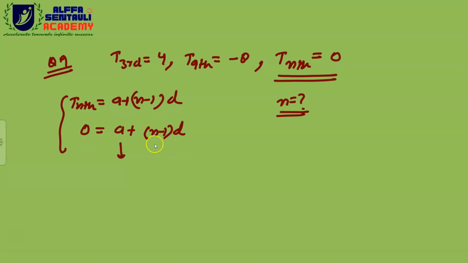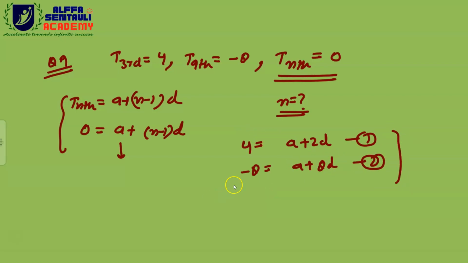So how will you get the value of a and d, the ultimate thing? So this third term should be what? This 4 must be equal to a plus 2d, correct? Equation 1. This 9, sorry, this is -8. See, -8 and this is the 9th term, so this will be a plus 8d. So these are two equations. Two equations, two unknowns, get the value of a. If you get the value of a, get the value of d, put this and you will get the value of n, right? Easy? No problem.